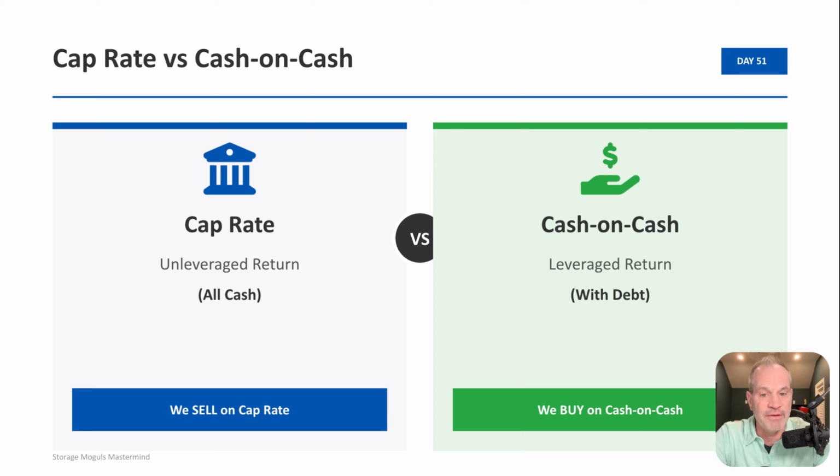These are two distinct metrics, and understanding their differences is vital for making smart investment decisions. So the cap rate represents an unleveraged return. It's what you'd earn if you paid all cash for the property. So there's no debt. You owe no interest. We often use the cap rate when we're looking to sell a property. It reflects the market value without considering the debt.